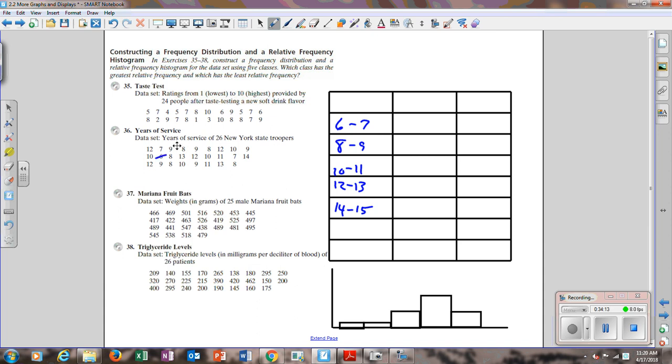There's 1, 2, 3, 8 to 9, 1, 2, 3, 4, 5, 6, 7, 8, 9, 10, 10 to 11, 1, 2, 3, 4, 5, 6, 12 to 13, 1, 2, 3, 4, 5. And the last one is 14. It is 14, but there's only one of them.